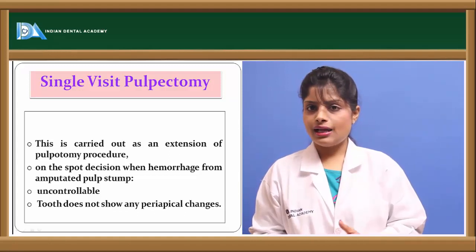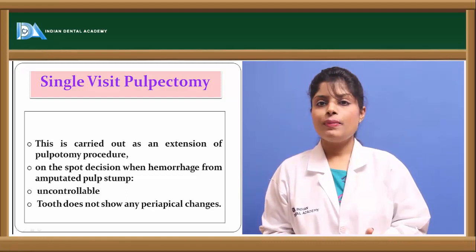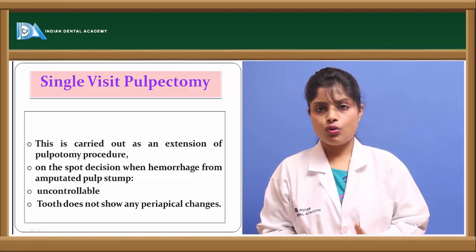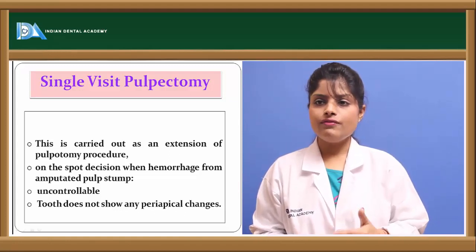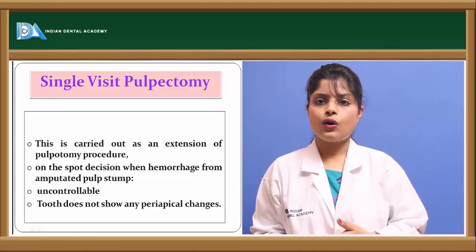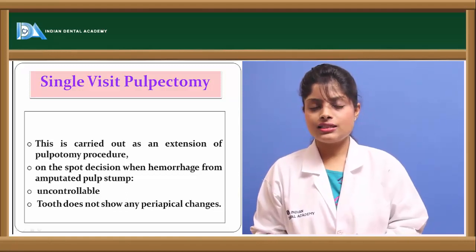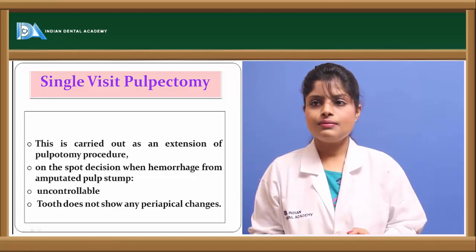If we see that there is no periapical change observed or no periapical radiolucency, in such cases we will go for single visit pulpectomy, wherein in the same visit the entire pulpal cavity is evacuated along with the radicular pulp, cleaned, shaped, irrigated, and finally obturated by a resorbable obturating material.